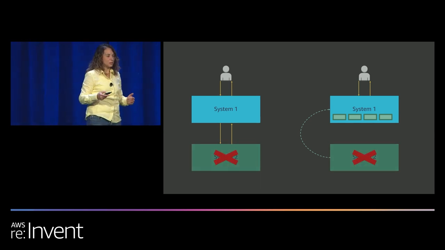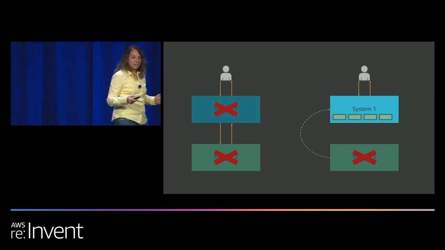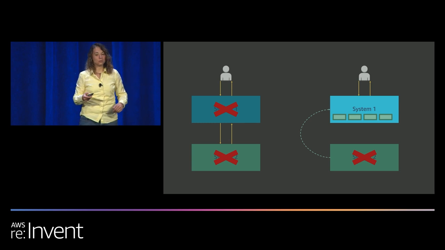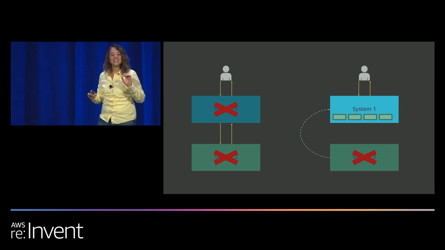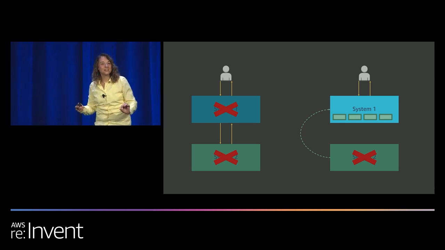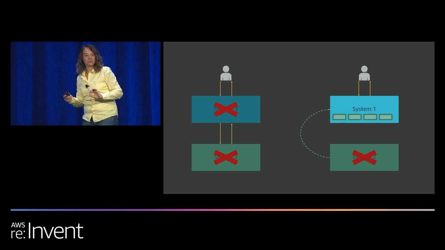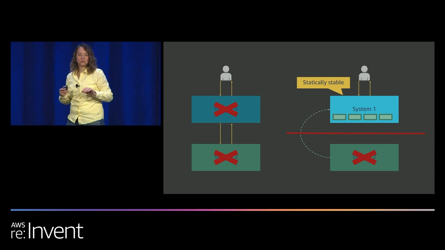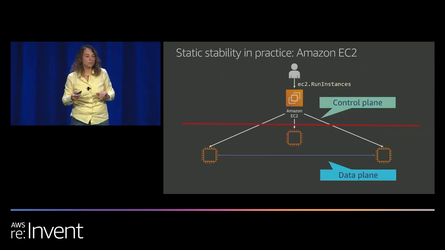Think about what happens in the case of an impairment of system two. On the left-hand side, system one's also impaired. On the right-hand side, system one is working with an asterisk. It's not getting updates from system two, but for most customers, it's working. And that concept is what we call static stability. Say system one is statically stable.